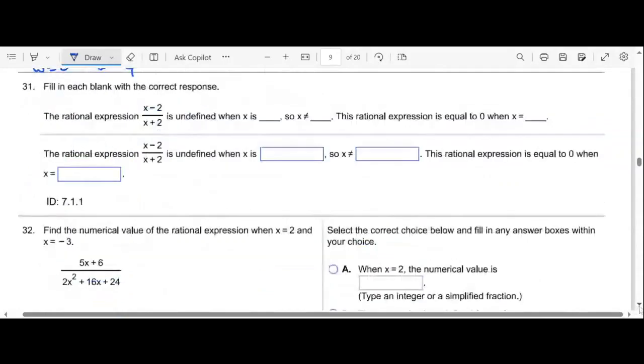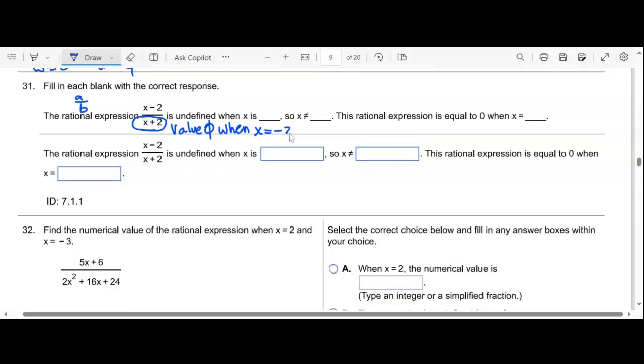Number 31. Fill in each blank with the correct response. The rational expression, rational means A over B, is undefined when x is equal to negative 2. How did I know? I know by making the denominator equal to 0. So you solve for x. So x equals what? Negative 2. So I put here negative 2.